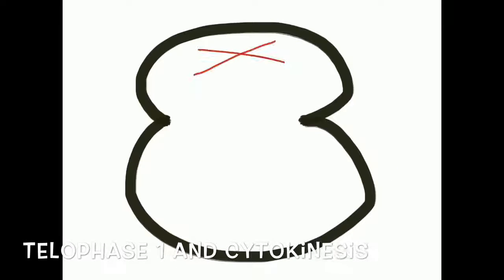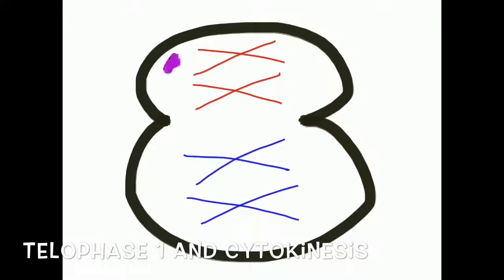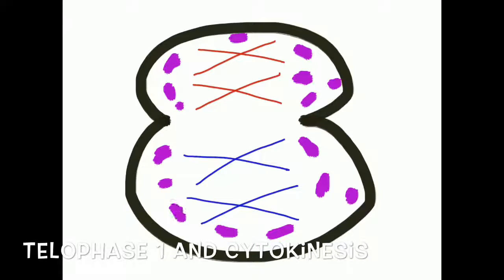In telophase 1 and cytokinesis, there is a haploid set of duplicated chromosomes on each half, and then a cleavage furrow or cell plate develops and the cytoplasm is split into two.